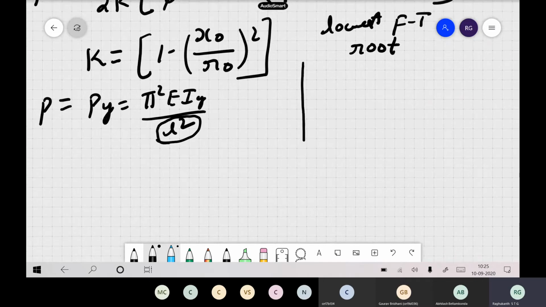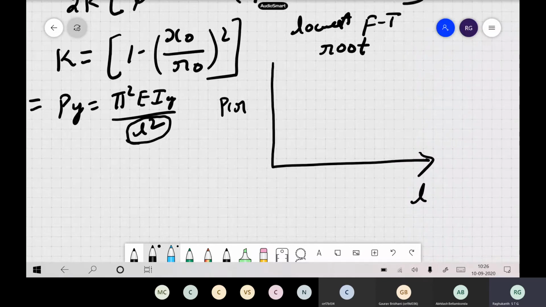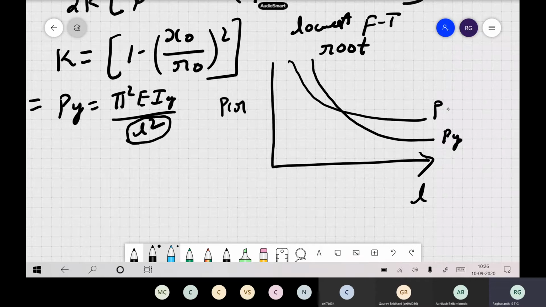So now if you try to plot these modes, it looks something like this. You have critical buckling loads for any channel section if you try to calculate versus L. So your Py will be something like this, and your Pφ will be something like this. So this is your Py, the pure flexural buckling, pure torsion modes, and your flexural torsional buckling root will be something like this. You follow. So this is your FT buckling.